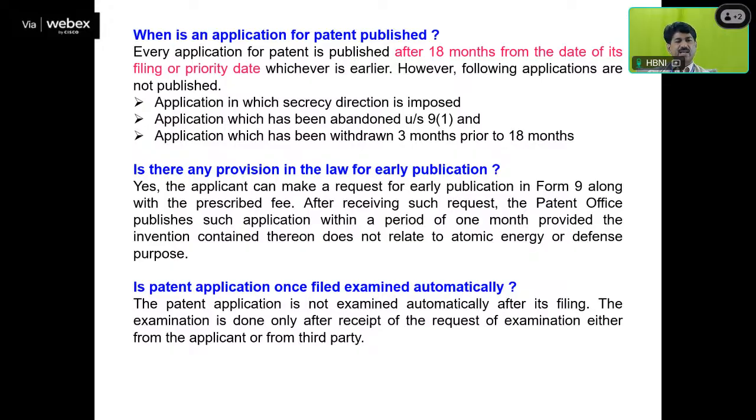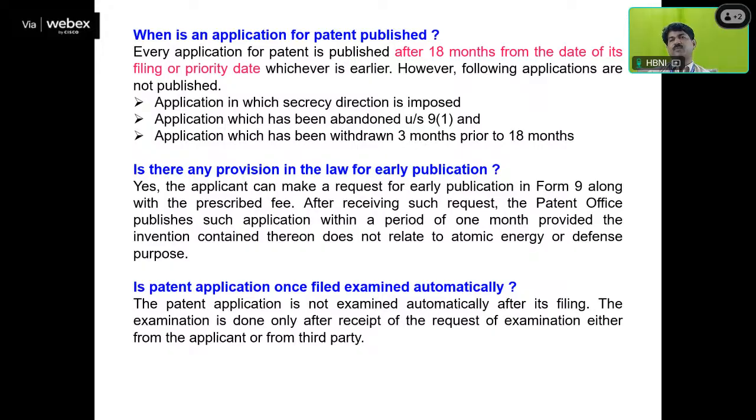Otherwise, in normal cases, every application for a patent is published after 18 months from the date of its filing or priority date, because there are some priority dates that we'll see. Is there any provision in the law for early publication? Yes, there is a provision for early publication. That's why I've written that the priority date is also there. Yes, the applicant can make a request for early publication in Form 9.